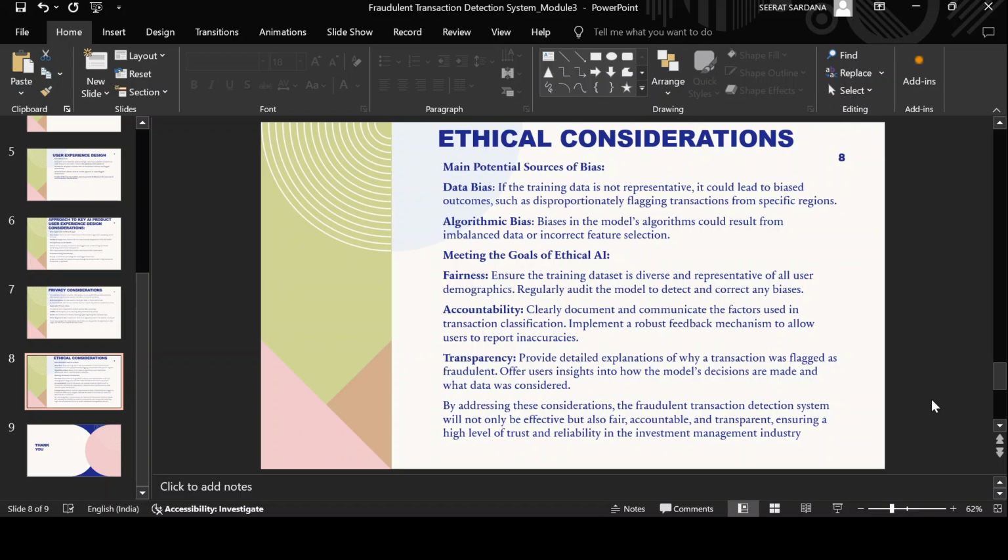Last one is transparency. Provide a detailed explanation of why a transaction was flagged as fraudulent, and offer users insights into how the model's decisions are made and what data was considered. So we hope that by addressing these considerations, the fraudulent transaction detection system will not only be effective, but also fair, accountable, and transparent, and it will ensure a high level of trust and reliability in the investment management industry.